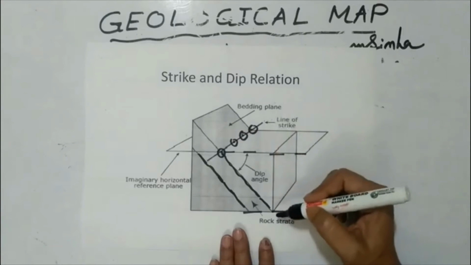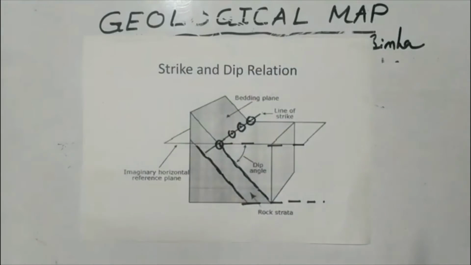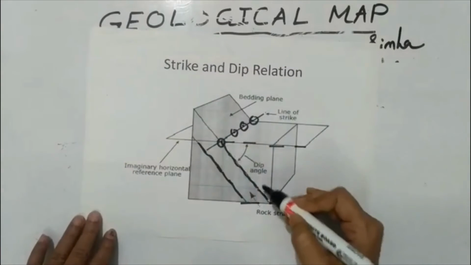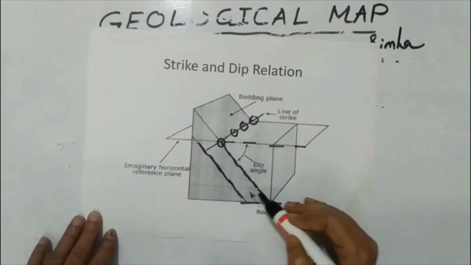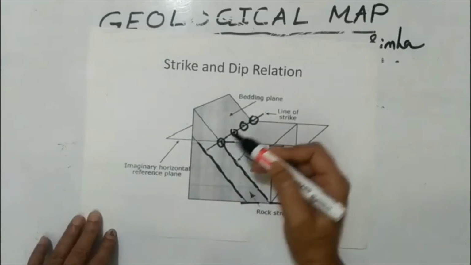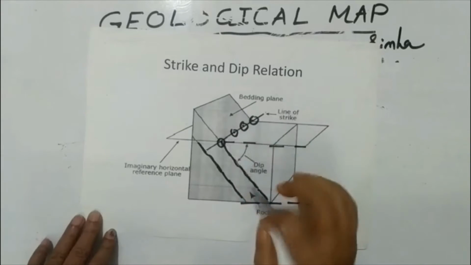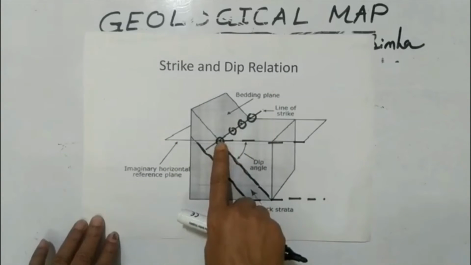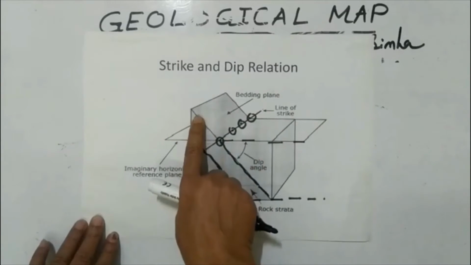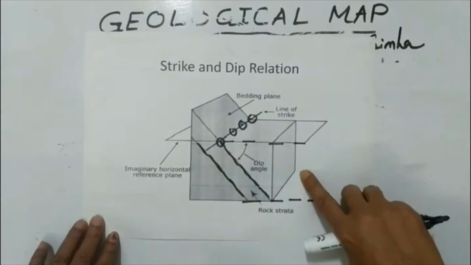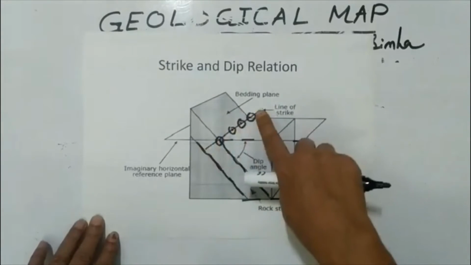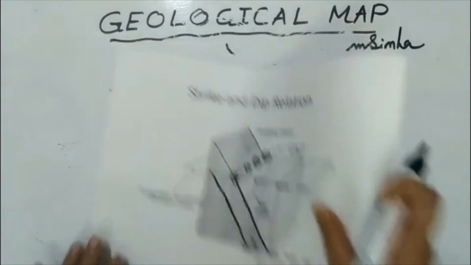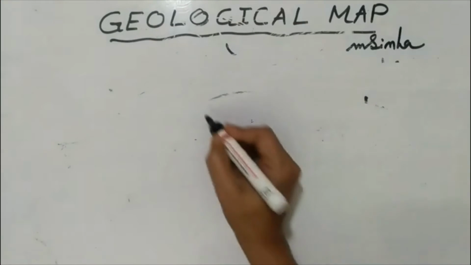For the strike line, first we have to identify the strike points. Which are the strike points? The intersecting points of the horizontal plane and the dip. This is the intersecting point, this is the horizontal plane, and this is the dip. If you connect these intersecting points, we can get the strike line. Strike line is the compass direction.